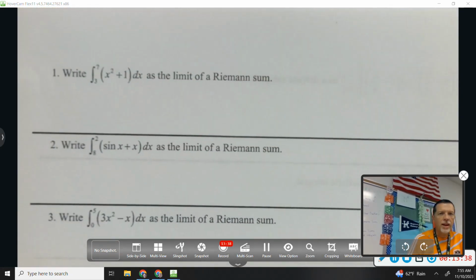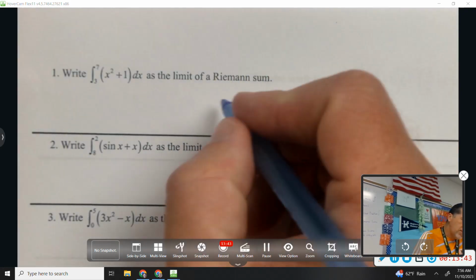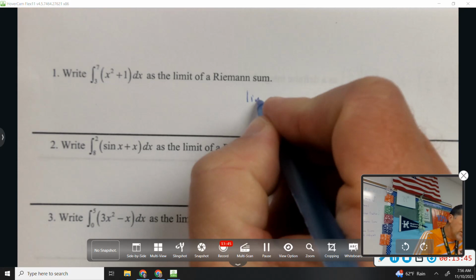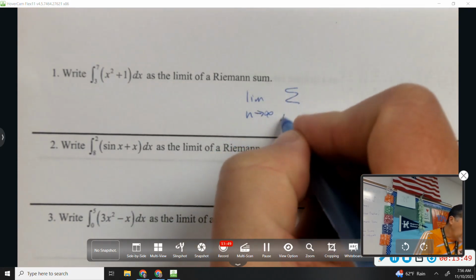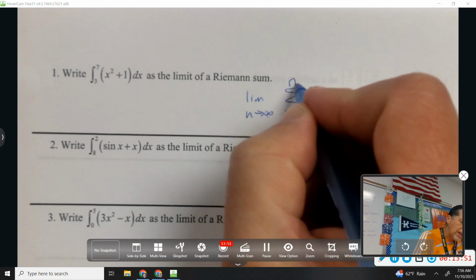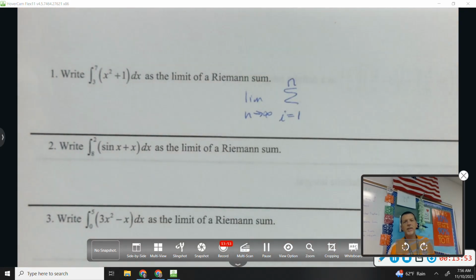Okay, so write that as the limit of a Riemann sum. So that means I know it's going to be limit as n goes to infinity of the sum from I equals 1 to n. Like, I know it's going to look like that. Let's add up all the rectangles.